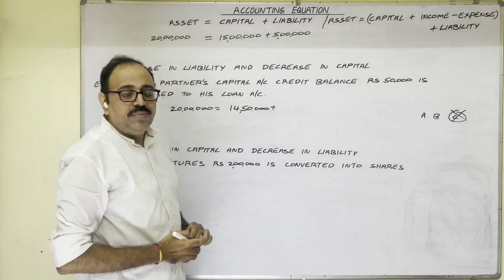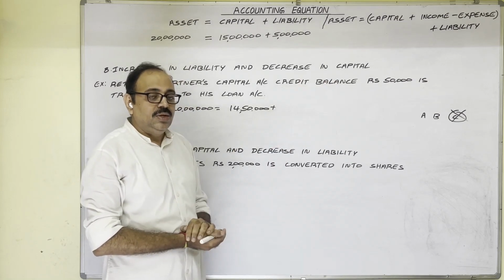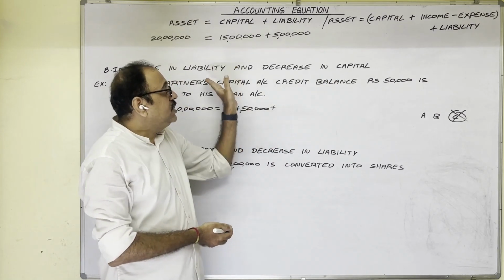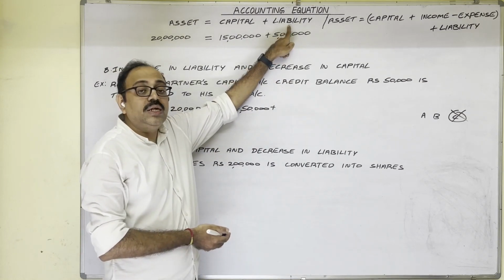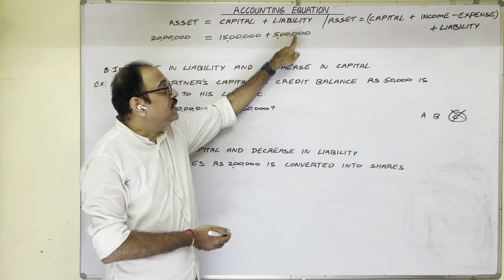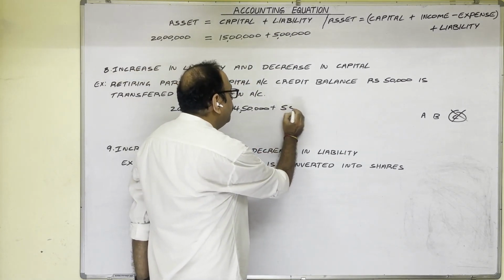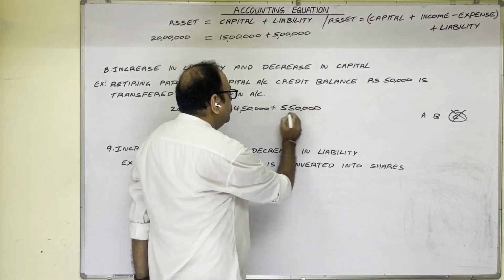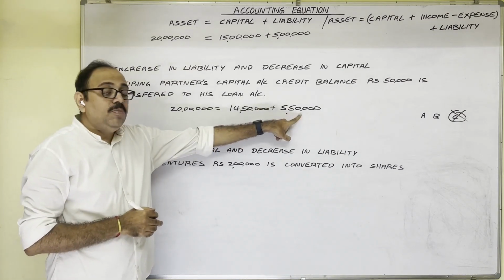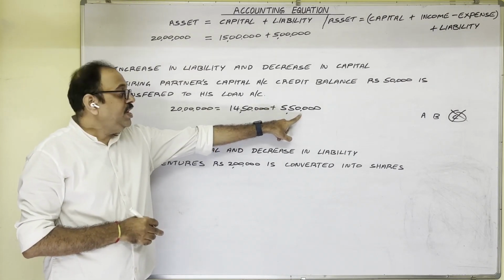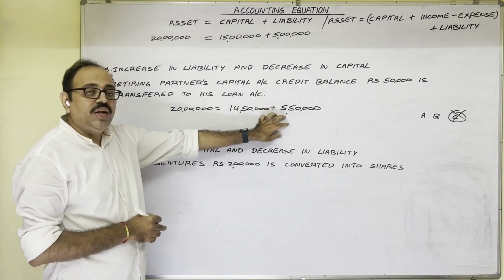Now C retired. When he retires, to the existing partners C becomes an outsider. So to this outsider, existing partners have to pay 50,000 rupees. So the outsider's loan liability is increased by 50,000 now. Now liability value becomes 5,50,000 rupees. So capital decreased by 50,000, liability increased by 50,000. Finally, these two amounts total 20 lakh. So asset is equal to equity.